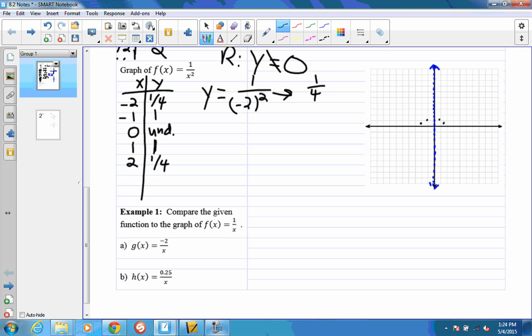Let's plug in some more. Let's do -3 and 3. Plugging in -3, what do you get? 1/9. And plugging in 3, what do you get? 1/9. Good. You see the pattern? That's awesome. So 3 and 1/9, and -3 and 1/9.